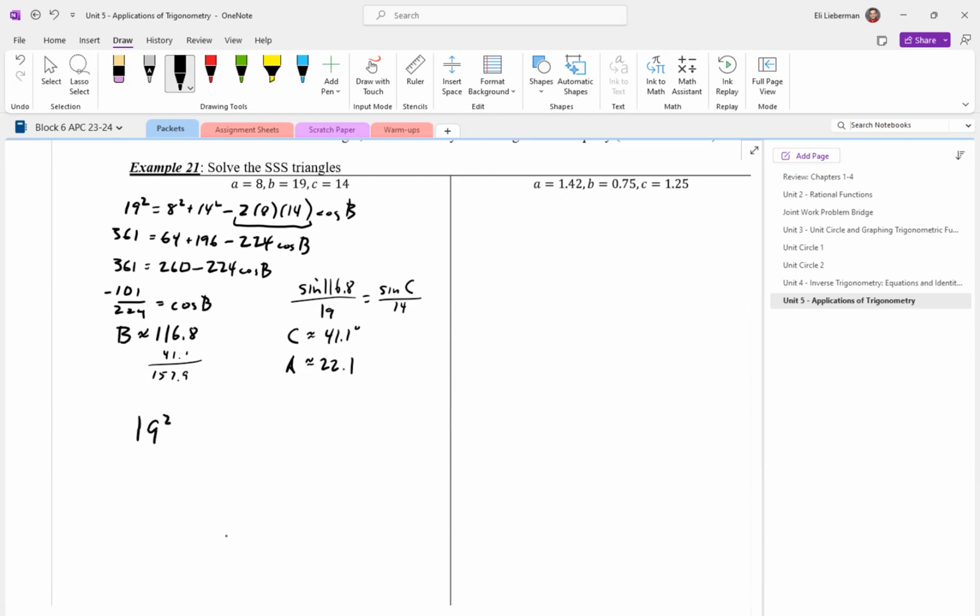19 squared, one way to do this would be to do 20 minus 1 squared. And now 400 minus 40 plus 1. And there's a 361.